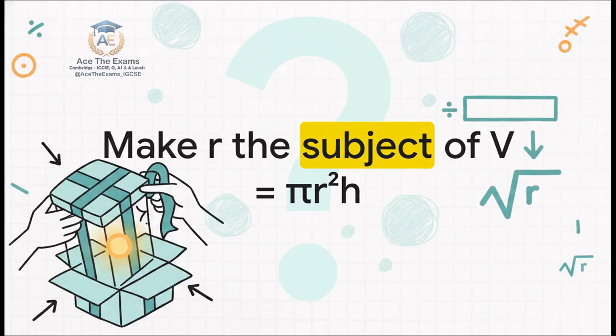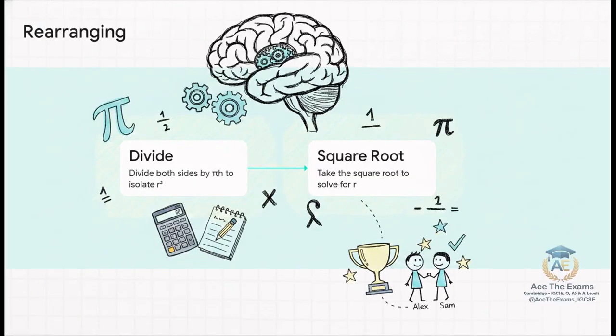I want you to think of this like carefully unboxing a really delicate present. You have to meticulously remove the outer layers one by one before you can finally get to the core inside. We need to systematically reverse the mathematical operations that are currently happening to r. By simply reversing the operations systematically, we've successfully and safely rearranged the entire formula to solve for the radius. Notice the beautiful step-by-step clarity of our working here. This is your explanation in the PEEL framework.